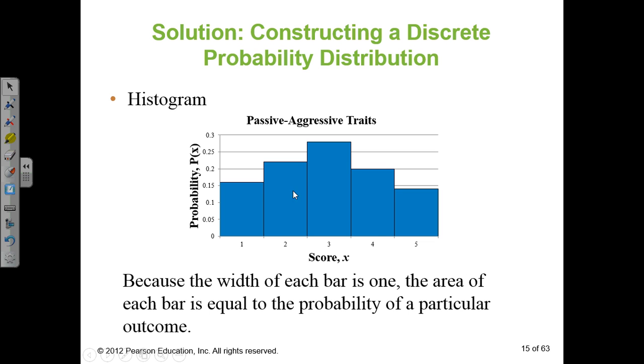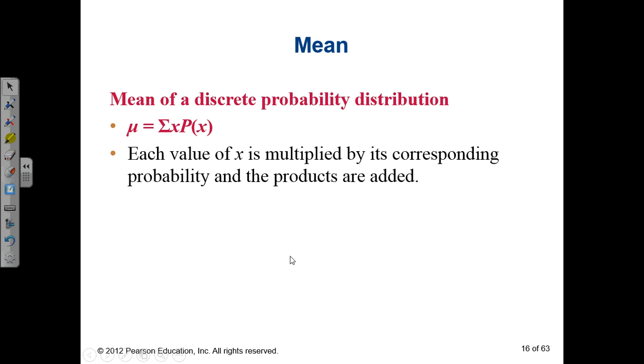And here's another way of expressing a discrete probability distribution using a histogram, where the height of each of these bars corresponds to the probability of getting the score of 1. This stands for the probability. This height up here stands for the probability of a score of 2.